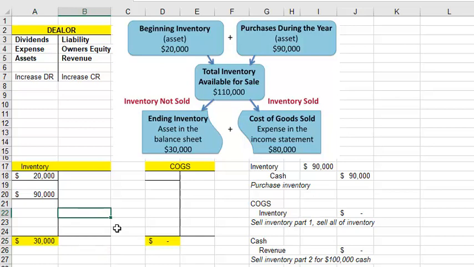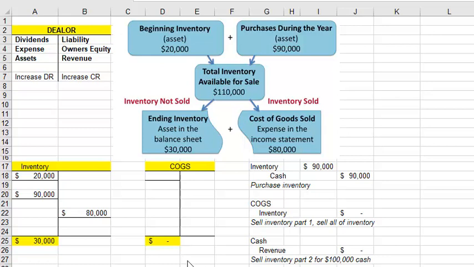inventory. Well, we must have had a decrease in inventory. Once again, an asset, so a decrease is going to be over here on the right-hand side with the credit. It's going to be a decrease. So what do we need to do to decrease this account $80,000? What we're seeing is 20 plus 90 less 80,000 equals 30,000.